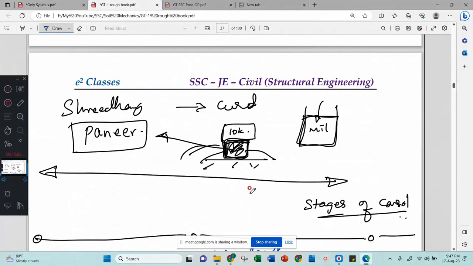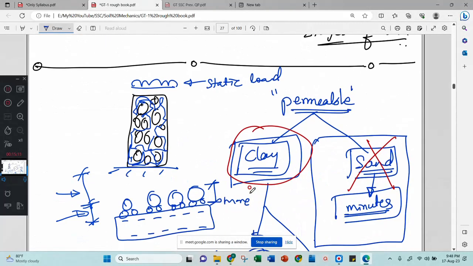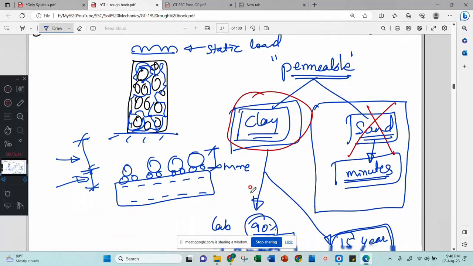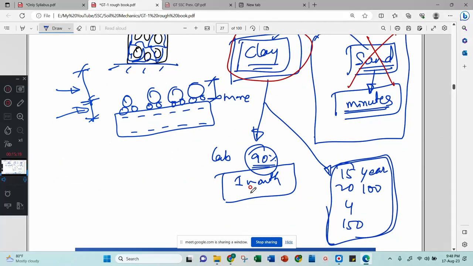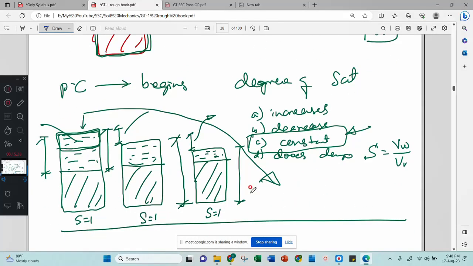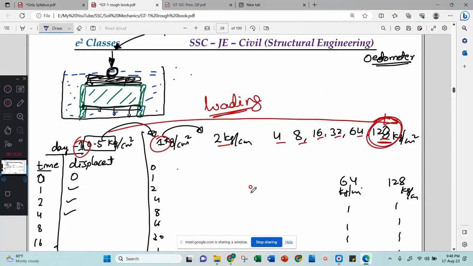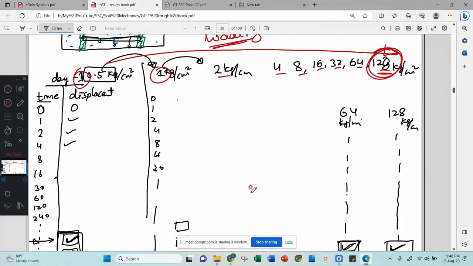Water expulsion happens because of permeability, and this permeability is very high in sand and low in clay. Therefore, we will not study the consolidation process in sand, we will study it in clay, where it will take a lot of time. As consolidation increases, the degree of saturation remains constant. Then we studied the test. In the test, we double the load and take readings by doubling the time.